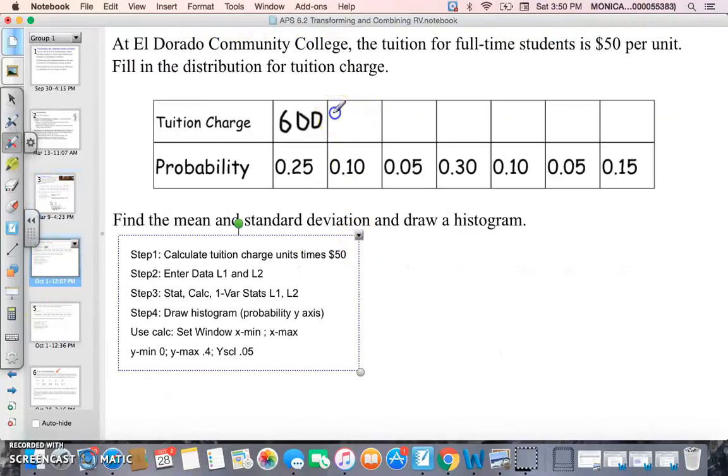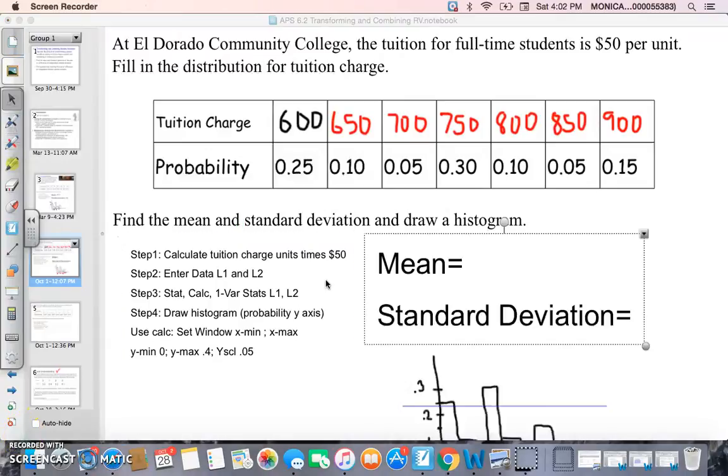So we've got 600, this would be 650. Then we've got 700, and so on and so forth. Okay, so go ahead and fill that table in. I filled in our table of values, and I went ahead and entered the data into list 1 and list 2. And what I found my mean to be was now 732.5.